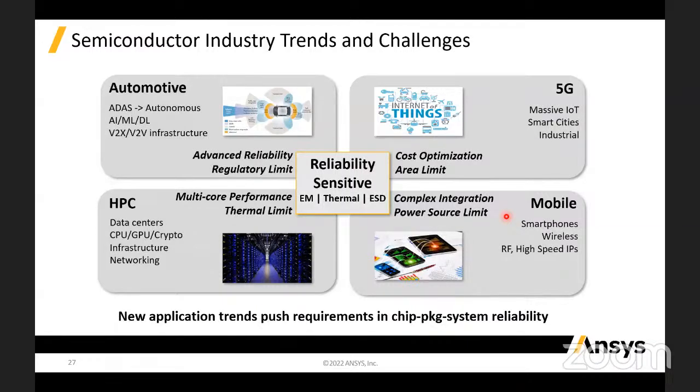These trends continue to require the migration to advanced technology nodes like 7 nanometer and 5 nanometer, and the usage of FinFET style transistors instead of the planar style transistors. So all these application trends continue to push the requirements in chip package system reliability aspects that range from electromigration, or EM, thermal impact on the IC and the system, and also electrostatic discharge in the system.